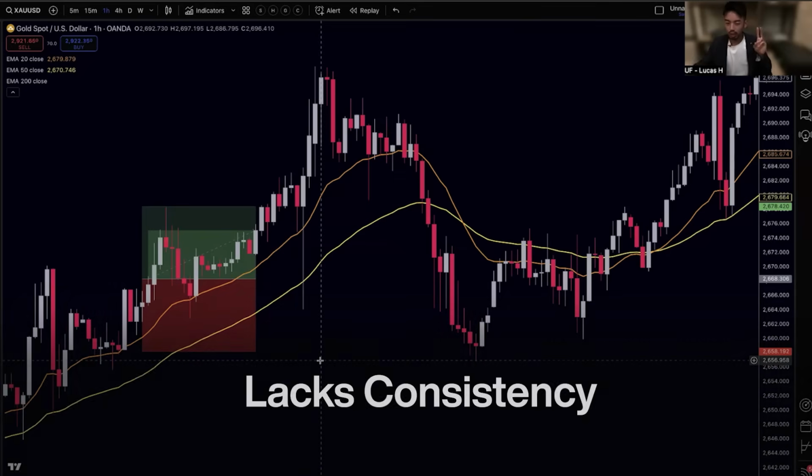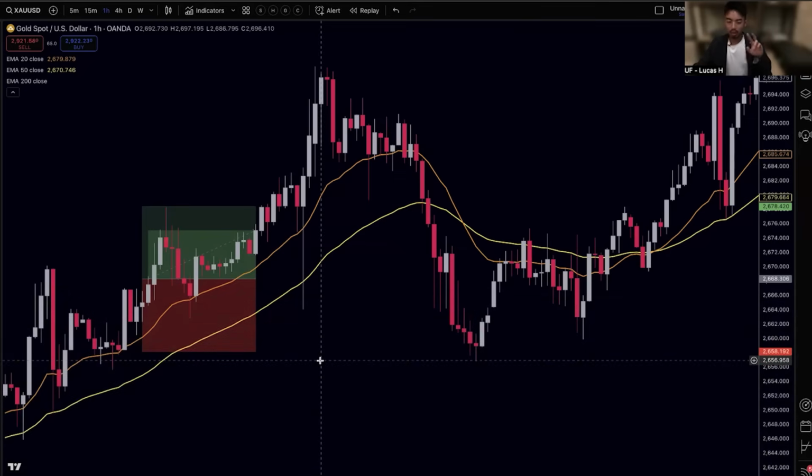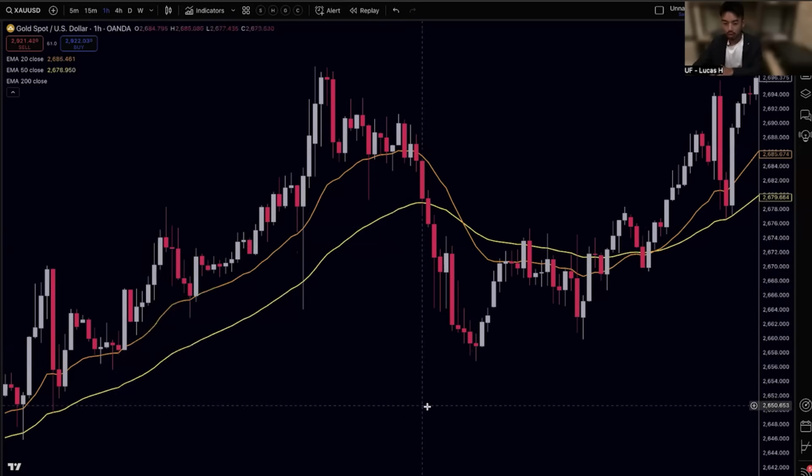Now, let me go into the second one. The second conventional way of trading it dictates that if there's a crossover, you want to look for a reversal, right? So here we actually had a crossover.